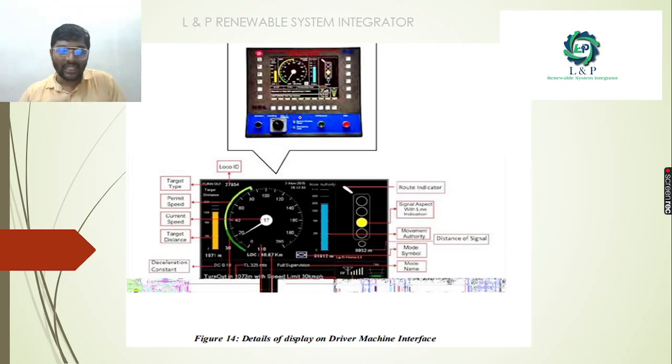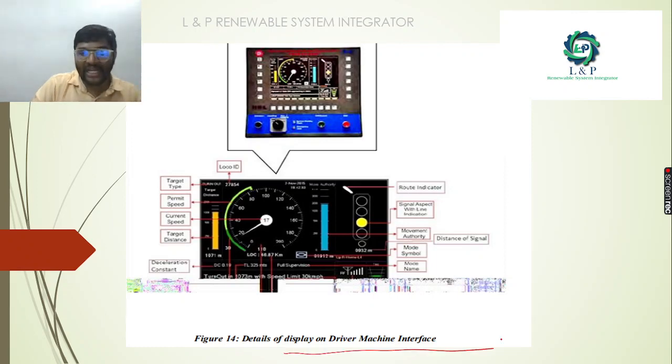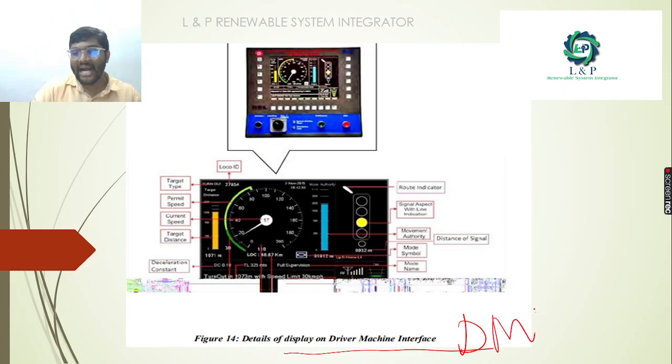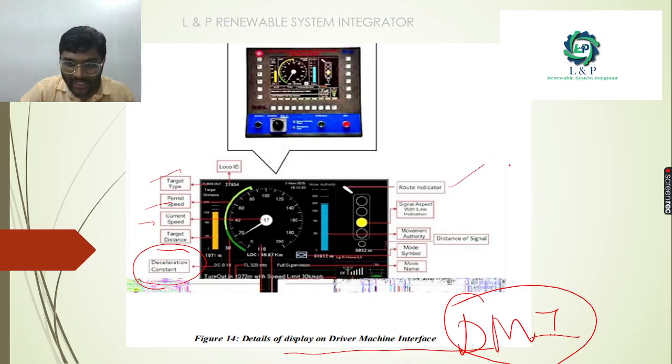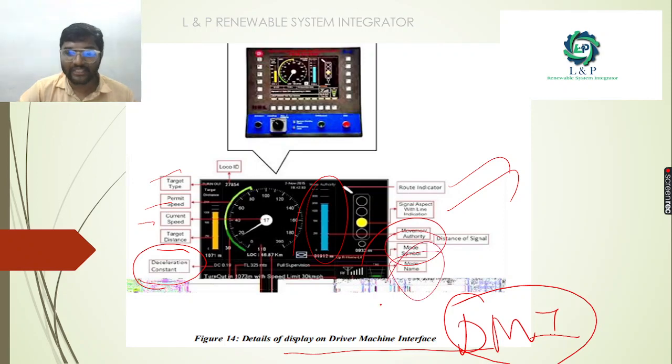This is how the display of the driver machine interface, DMI, looks like. In this interface we are able to see the target, the permitted speed, the current speed, the target distance, the deceleration constant value, and the route indication, whether we have proper signals. We can also see the movement authority, and the mode in which it is presently working. All these things we can see in the driver machine interface.